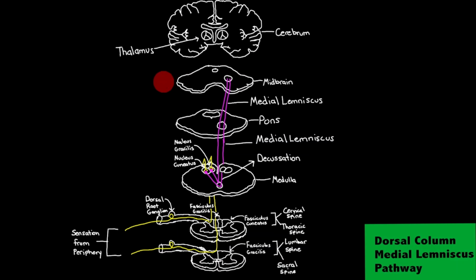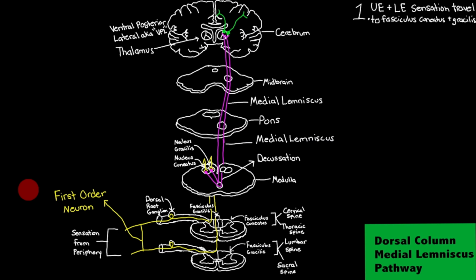The thalamus has multiple nuclei, but the important one to remember for this pathway is the ventral posterior lateral part of the thalamus, aka the VPL. This is where the signal travels and synapses with another neuron, and then it relays its sensory information to the cerebrum. Now let's recap the order in which the signal travels through the dorsal column medial lemniscal pathway.